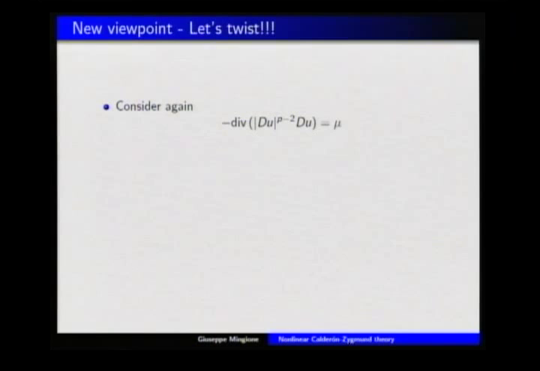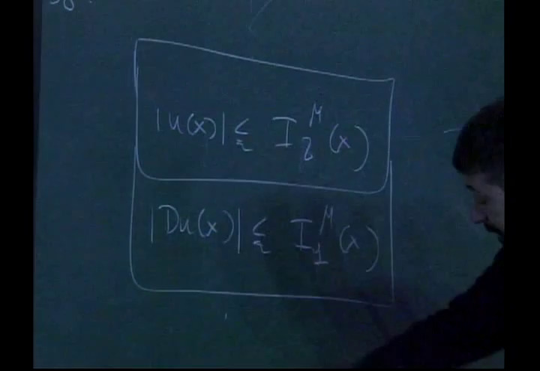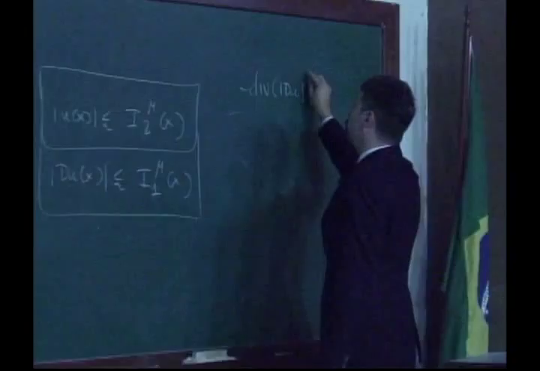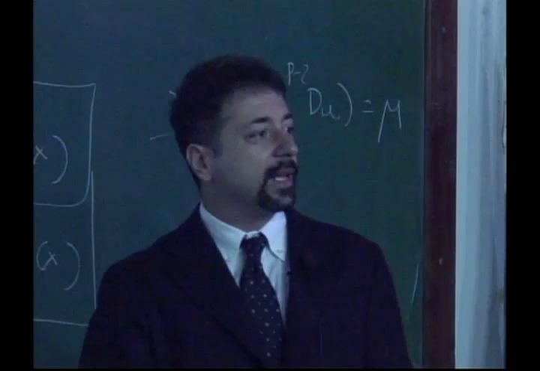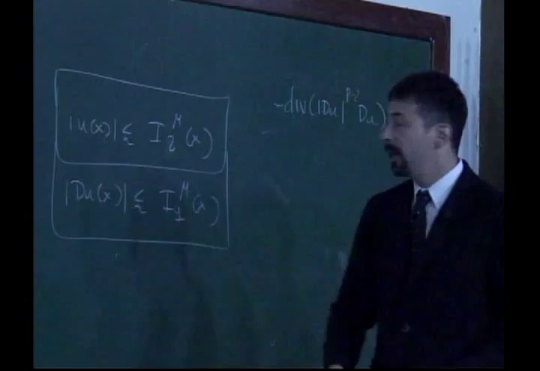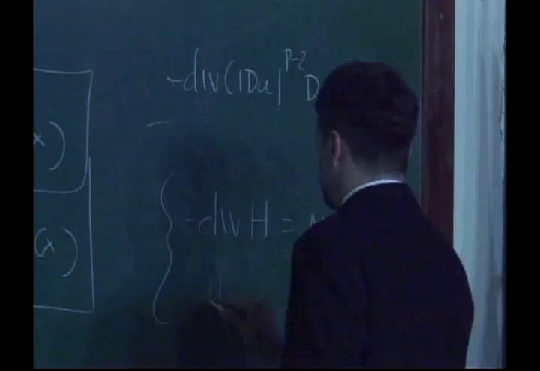Okay, let me consider this operator, and let me do the following very brave heuristic argument. You consider this equation, and then there are two viewpoints you can use by looking at this equation. The first one is the usual one. This is a nonlinear equation in u. But then you can say this is a linear equation in a nonlinear quantity involving the gradient. And so you decouple this equation in the following system. That's what you're doing.